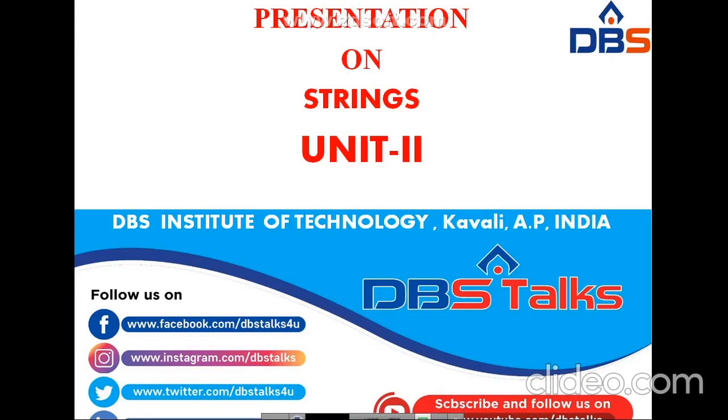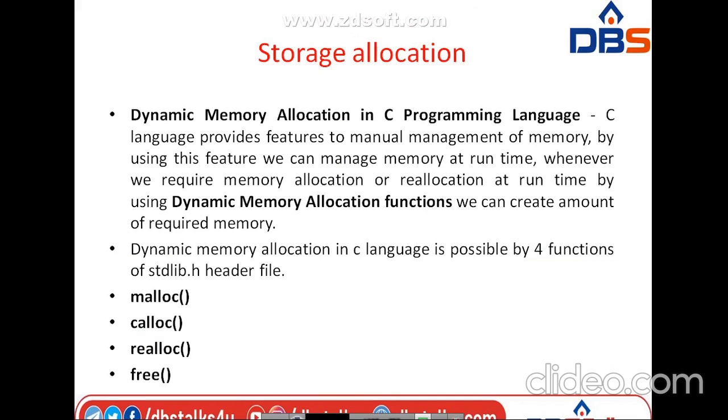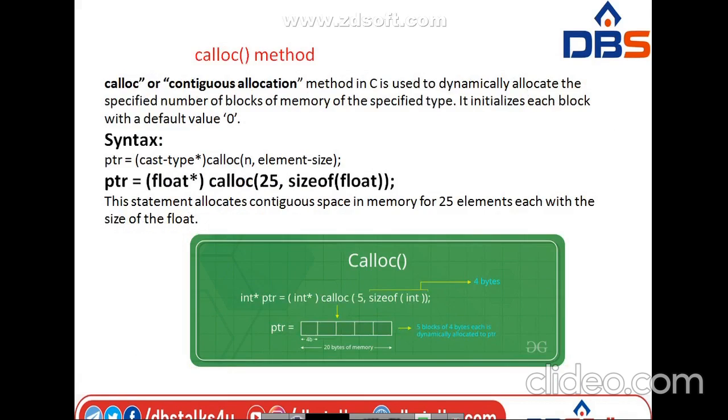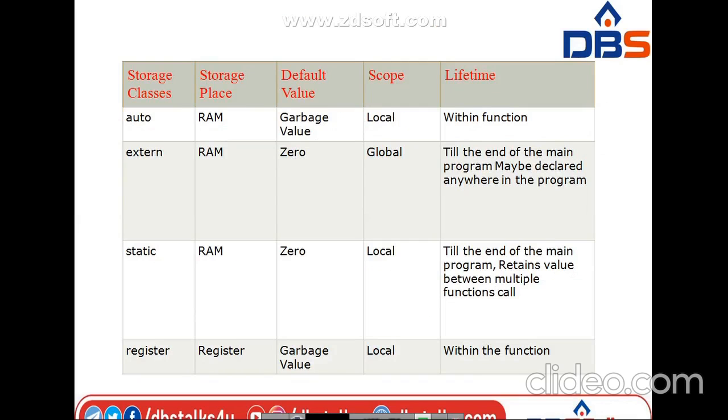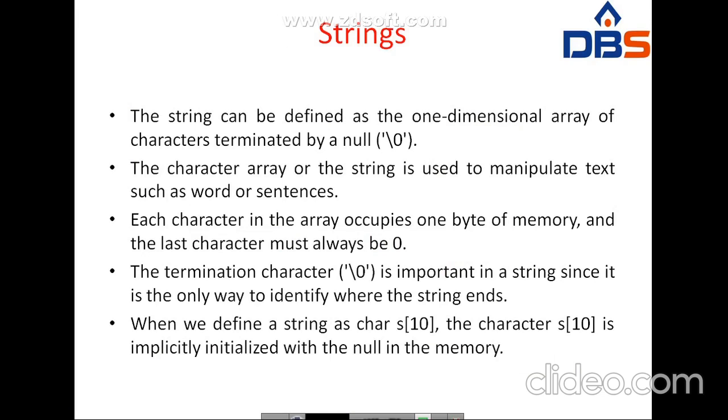Okay, what is a string? What are the various string handling functions? See, in the last class we studied storage allocation, that is DMA, dynamic memory allocation functions: malloc, calloc, free and realloc, how they work, and the storage classes. What is a storage class? What are the four types of storage classes? Automatic, external, static, and register storage class. Now in this class we are going to talk about strings.